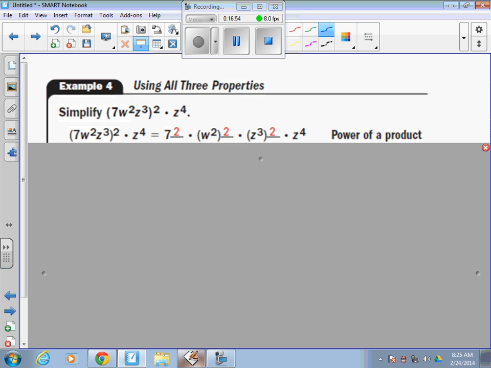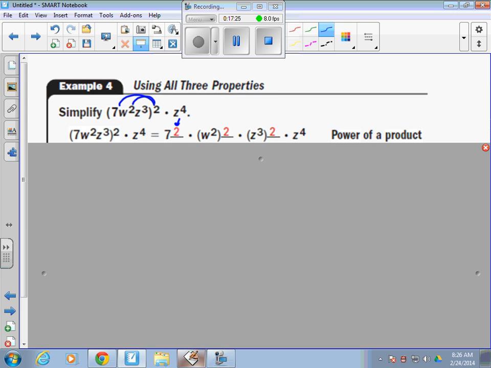And then the last example, number 4, is using all three properties together. 7w squared z to the third, squared, times z to the fourth power. So what you're doing for this whole first part here, before you get to where it multiplies by z to the fourth, you're raising powers to powers. So you have to make sure that the squared goes to everything. The square has to go to 7. That's what we have here, 7 squared. The square has to go to w squared.